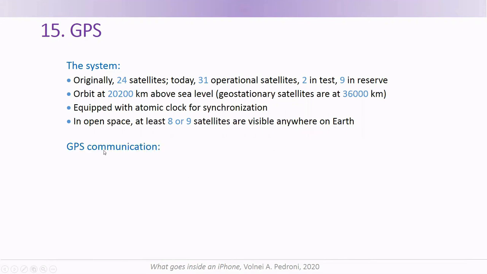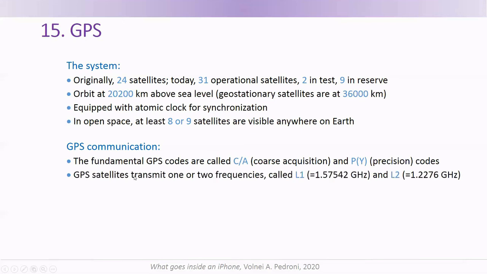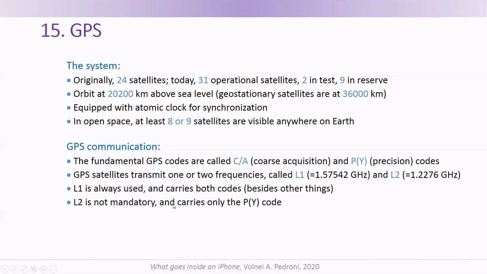About GPS communication. The fundamental GPS codes are called CA for course acquisition and PY, P for precision, Y after the code is encrypted. GPS satellites transmit 1 or 2 frequencies called L1 near 1.6 gigahertz and L2 near 1.2 gigahertz. L1 is always used and carries both codes mentioned above, while L2 is not mandatory and carries only the PY code. Communication is unidirectional, as I had already mentioned, satellite to device only.